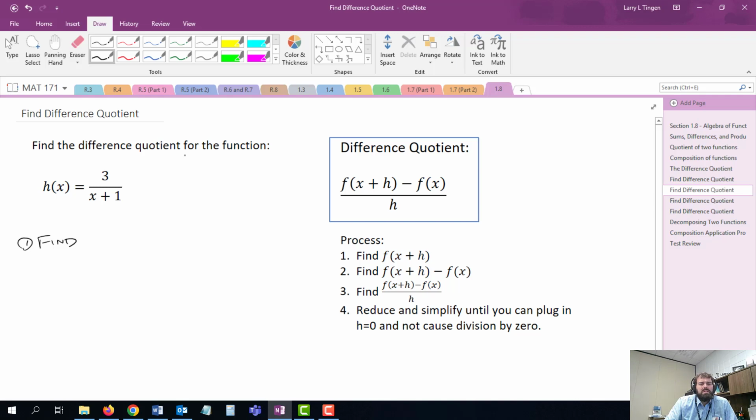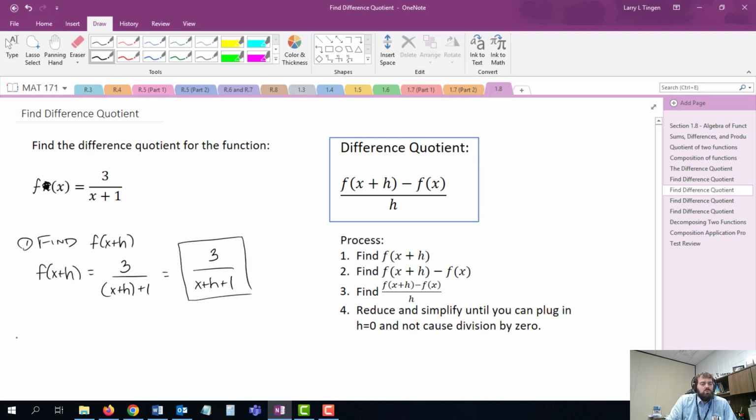I'm going to tell you what, I don't like that that's an h. I'm going to make it an f. The reason I don't like it's an h is because h appears in my difference quotient. So let's just make that f of x. First step, find f of x plus h. F of x plus h is 3 over x gets swapped out for an x plus h, and I have x plus h plus 1.